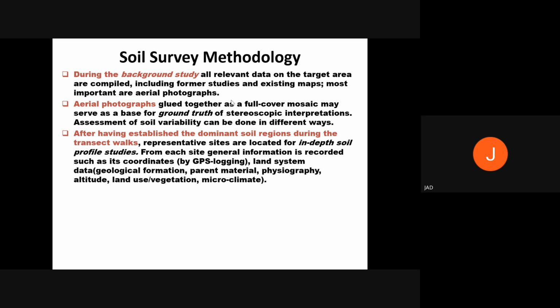After having established the dominant soil region during the transect work, meaning that when on the field, in order to collect data, we normally create a transect. This is a strip of land. You walk on the strip of land, you collect information as you go. And normally, we use GPS to aid us to do that. And at the end of the day, we transfer this information into GIS software to enable us to get the spatial distribution of the soil with respect to the attributes that they have.